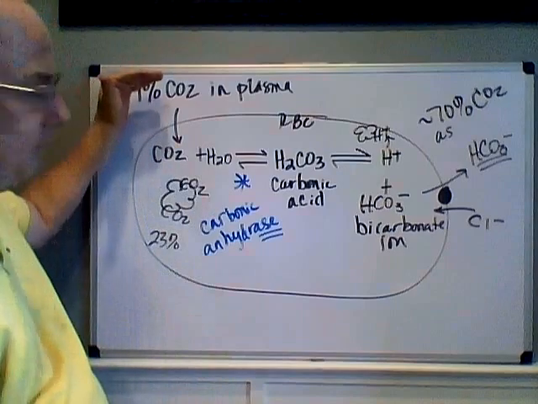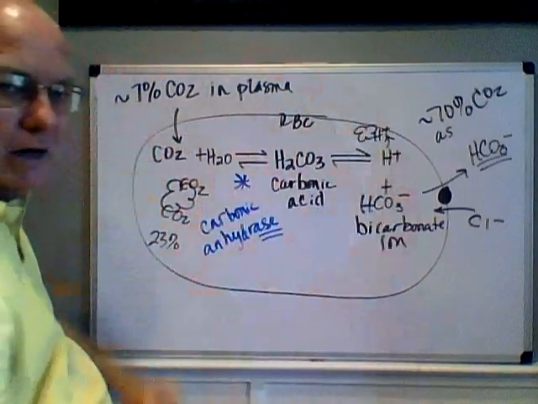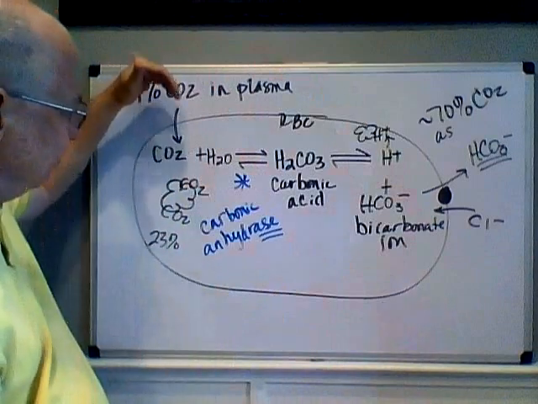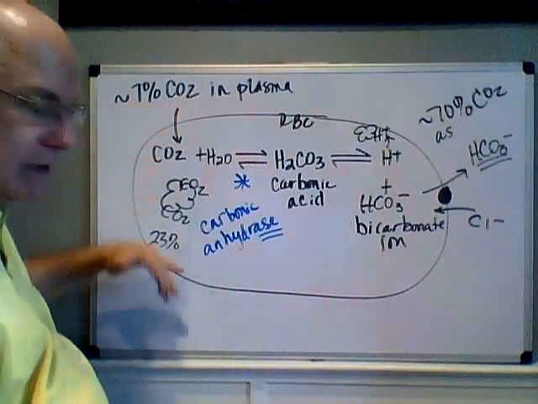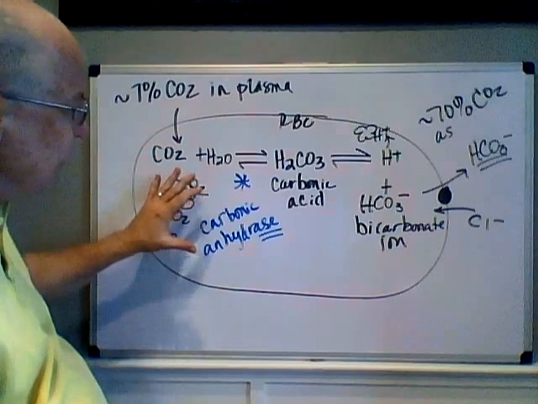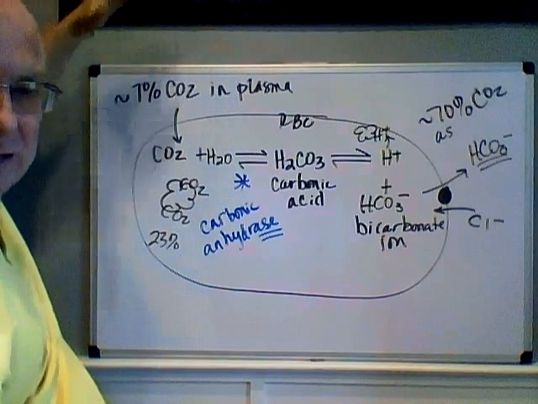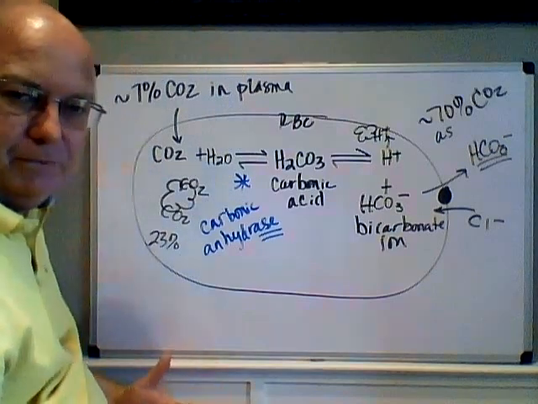So we carry about 7% of the carbon dioxide in plasma as free-floating carbon dioxide. And then some of it goes into the red blood cell and gets bound to hemoglobin, about another 23%. But once that's saturated, this can't fall in and stays there. That means more carbon dioxide cannot exit the interstitial fluid.